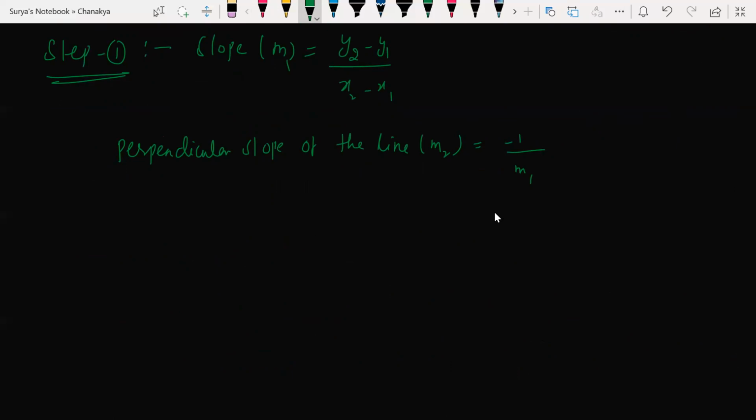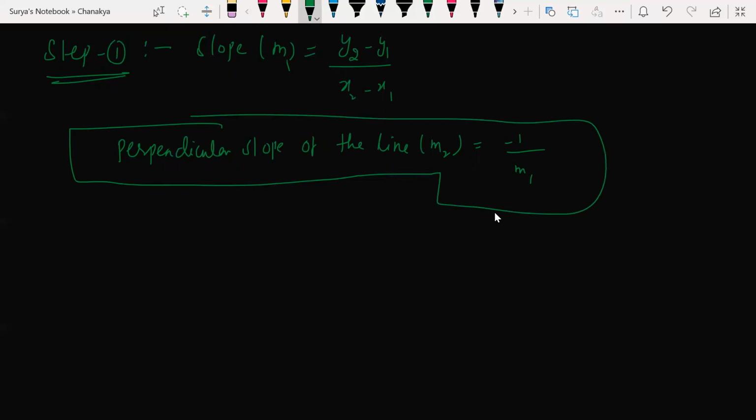So you just found this, right? So minus 1 by M. This is the slope of the altitude of the triangle ABC. Now let us say the slope of AC, I would take it as M of AC.